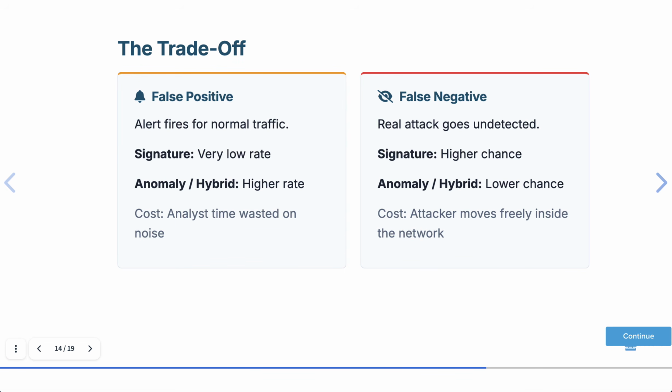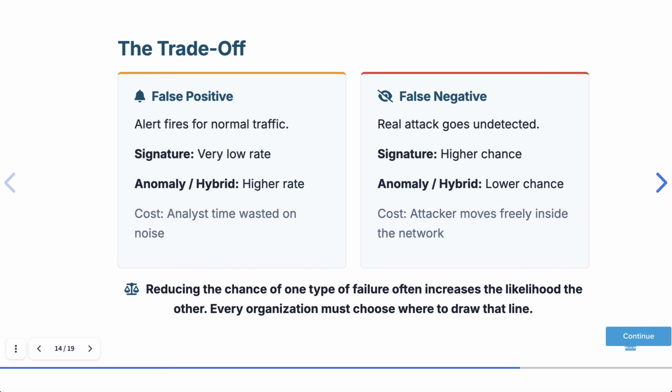The trade-off. False positives are when an alert fires for normal traffic. For signature, this is a very low rate when compared to anomaly and hybrid's higher rates. The cost of false positives is analyst time wasted on noise. False negatives are when a real attack goes undetected. Signature has a higher chance when compared with anomaly and hybrid. The cost of false negatives is that an attacker moves freely inside the network.